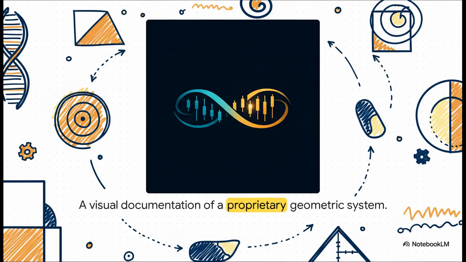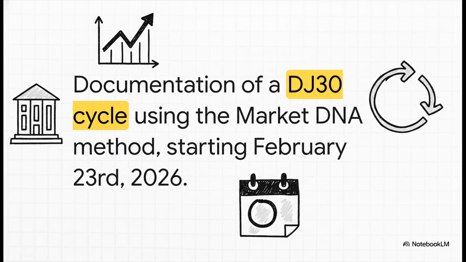Think of this explainer as a public log, just showing how this system gets applied to the market. We're simply going to narrate the events exactly as they unfolded, based on what we can see. Okay, let's get specific. We're zeroing in on one particular cycle in the Dow Jones 30. It all kicked off on February 23, 2026. Everything we're about to see is based on the structure that was set up on that very day.